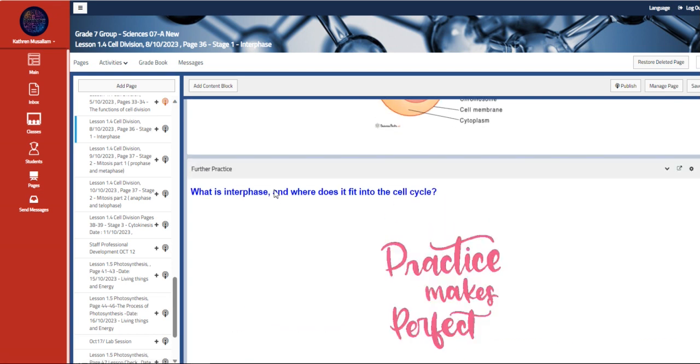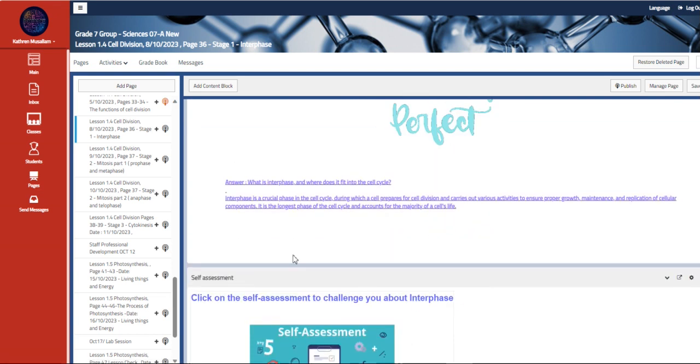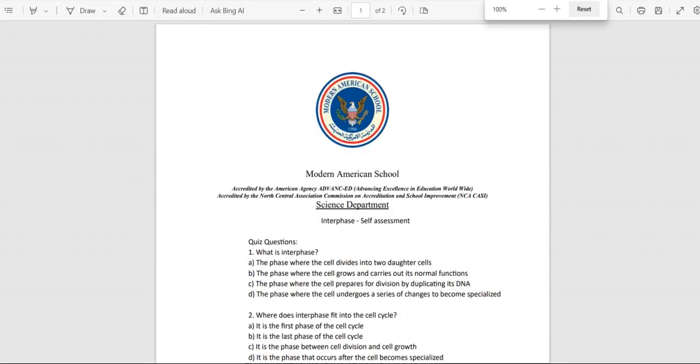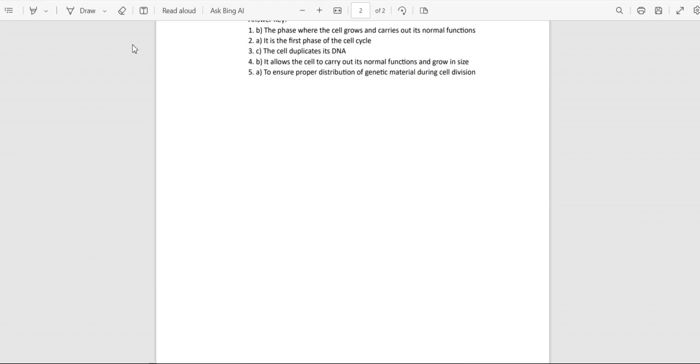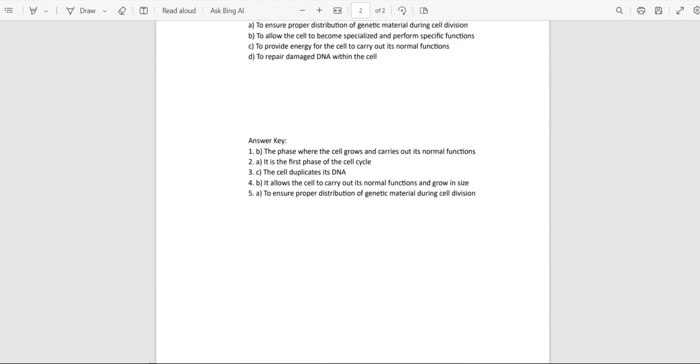Okay, and then we have here the further practice, and here are the answers. And also here is a self-assessment about the interphase. And here is the answer key with it.